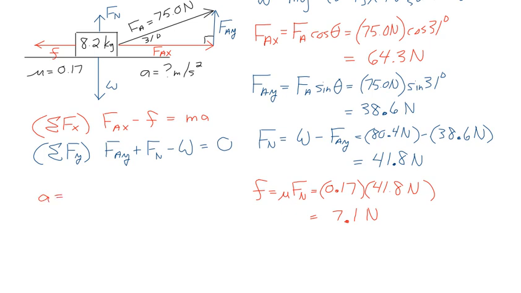Acceleration. If I look at the picture here, I know m, friction, and Fax. So solving for A, I just need to move the m to the other side. If it's multiplied on that side, it's division on this side. So it's going to be Fax minus friction over m. Whoops, Fax, not Fa. Fax then is 64.3 newtons. Friction is 7.1 newtons. And the mass is 8.2 kilograms.